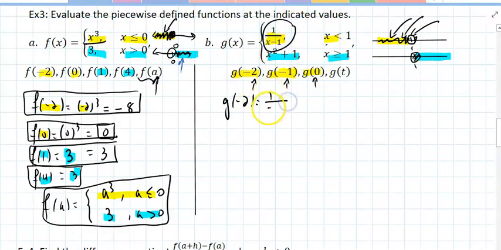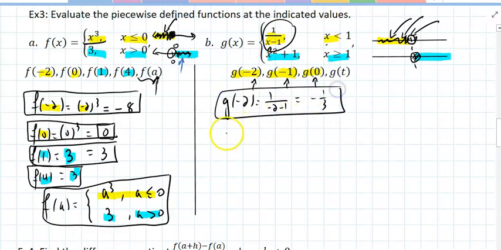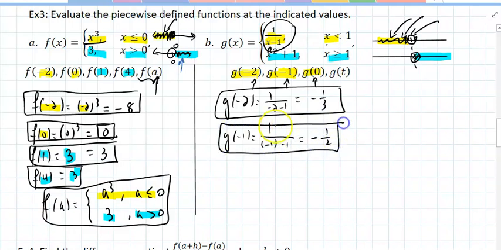That's 1 over negative 2 minus 1. Remember, that's the only thing that changes. That will be negative 1/3. Done. How about g of negative 1? That's 1 over negative 1 minus 1. That's negative 1/2. Done. What is g of 0? That is 1 over 0 minus 1. That's negative 1 over 1, which is a negative 1.